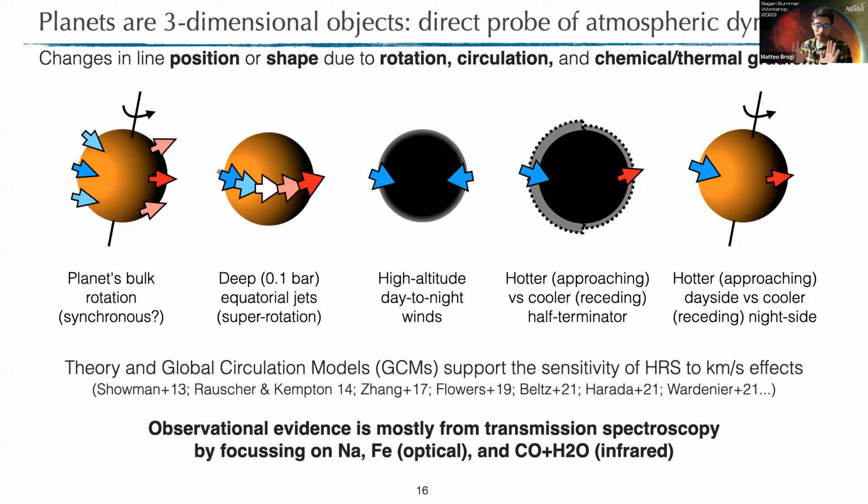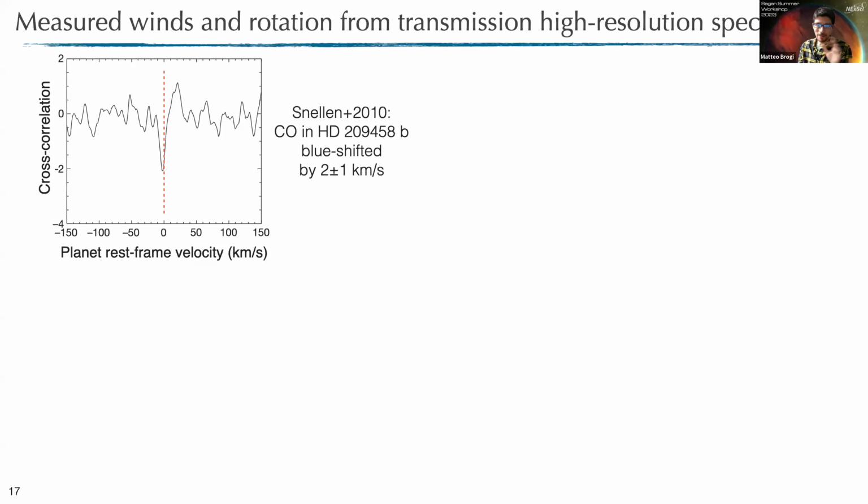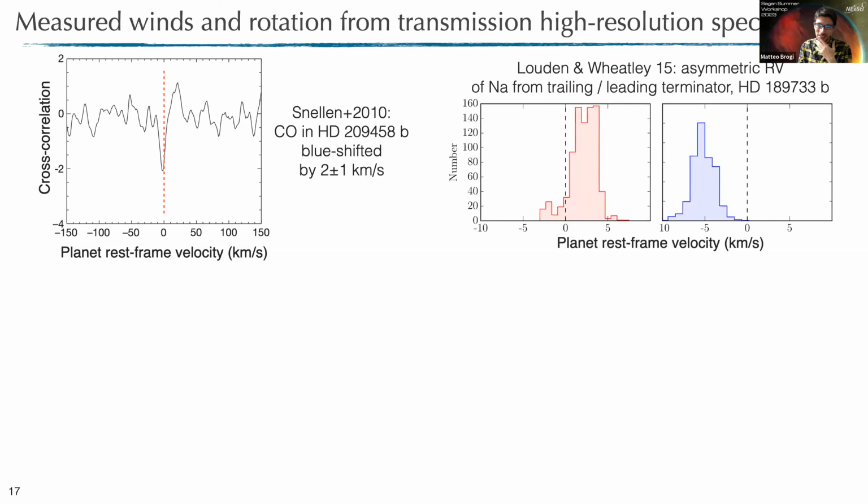And so far, most of the observational evidence comes from transmission spectroscopy, mostly from iron, sodium, and in the infrared from the combination of carbon monoxide and water. And very quickly, this is the very first detection with this methodology back in 2010 by Snellen et al. Already highlighted a possible blue shift, although it was only a marginal effect.